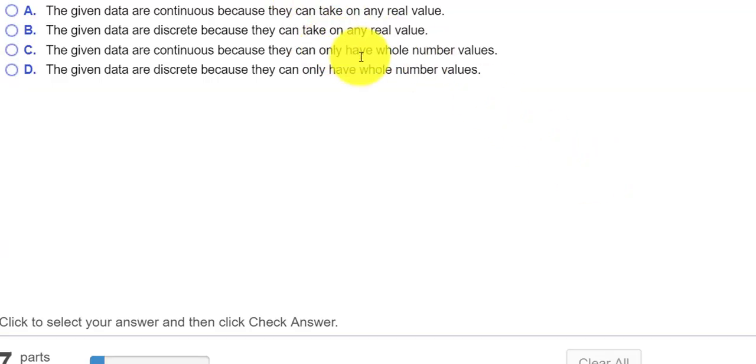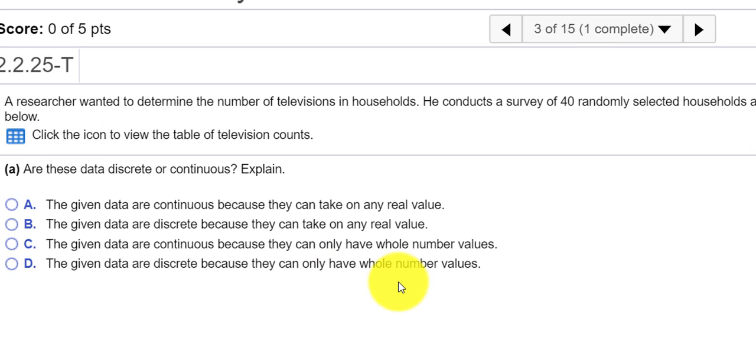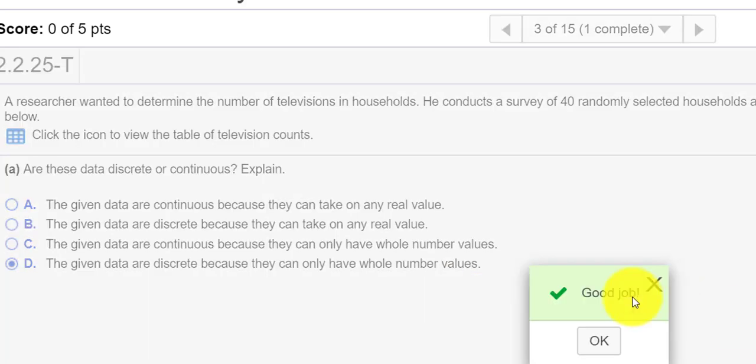All right, so here it looks like we're trying to determine if the data is discrete or continuous. So it looks like we talked to 40 households and we're asked to determine the number of televisions in a household. So since you can count TVs or televisions as 0, 1, 2, this is discrete data. This is something we can count. It can take on a real number or a real value. So I'm going to say discrete. The given data are discrete because they can have only whole number values. And I check answer, I get the green check, good job.